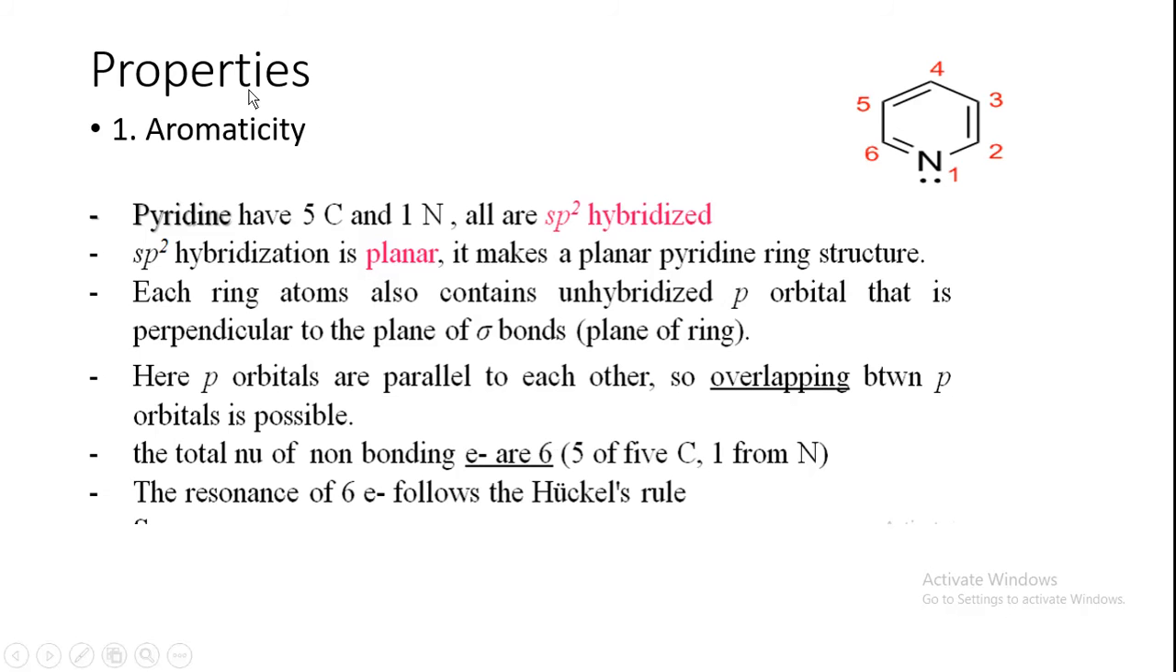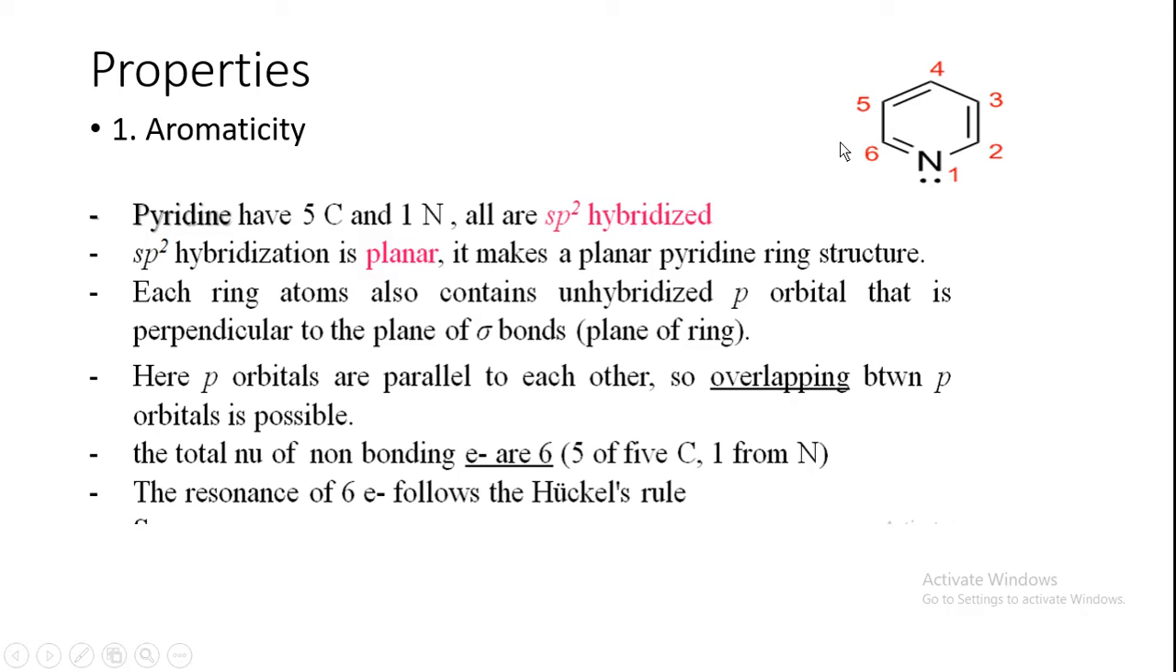So under properties, first aromaticity. Okay, so this is the structure of the pyridine ring. You see here one nitrogen, five carbons, 1 2 3 4 5. So in total five carbons and one nitrogen make a six-membered, nitrogen-containing heterocyclic compound. Again, numbering starts from here, 1 2, or from this side also you can go. That means nitrogen will always be number 1. So pyridine has 5 carbons and 1 nitrogen.